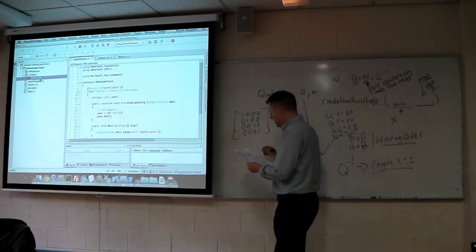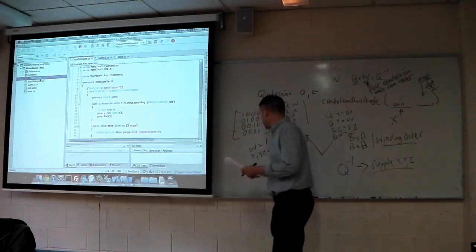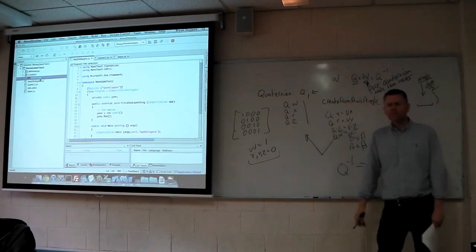And the identity quaternion is that w is equal to 1, and x, y, and z are all equal to 0. And that's called the identity quaternion. Alright.